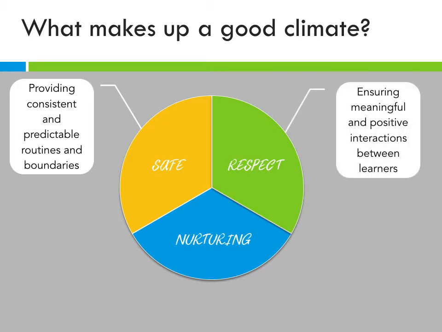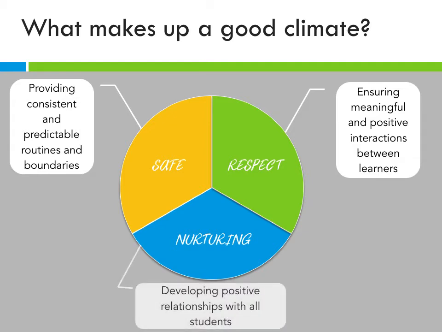Next is respect, and this is ensuring that learners interact with one another in a positive and meaningful way. So what you as a teacher can do in your classroom to foster these positive peer relationships. And lastly is nurturing. And here we look at how you develop a rapport or a relationship with your learners, because you need to show them that you care about them, that you're emotionally invested in their future and how they are feeling, their well-being. And all 3 of these elements, when they come together perfectly, create a warm, safe and encouraging classroom climate.